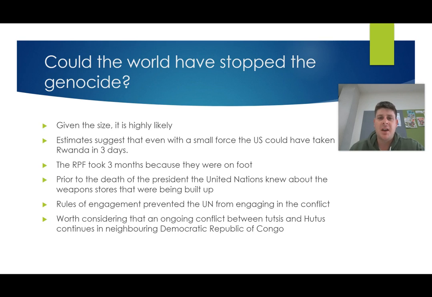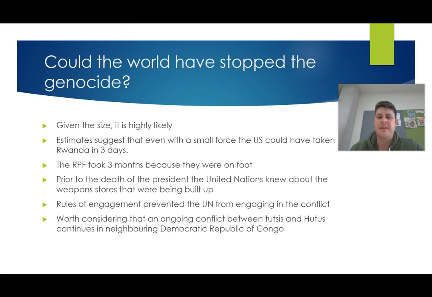Okay. So could we have actually stopped this Rwanda genocide that you saw in Hotel Rwanda from happening? Considering it was on a small landmass and considering it was up to 1 million people, it was highly likely that we could have stopped this genocide from happening. Studies have shown that the US, even with a small military force, could probably have stopped the genocide in 3 days. And if you remember before, we were talking about how it took a number of months to actually occur.